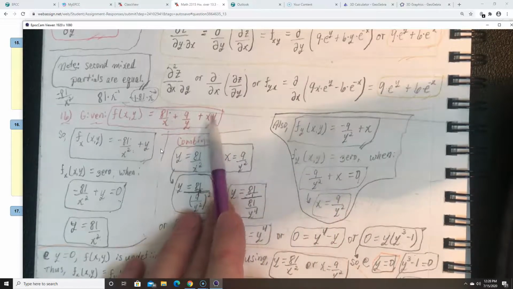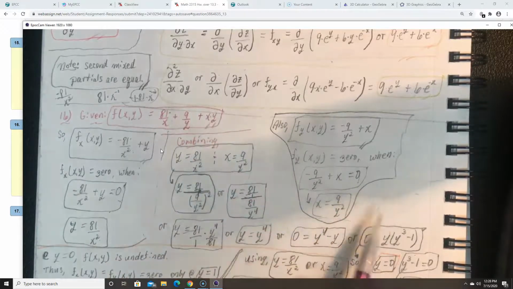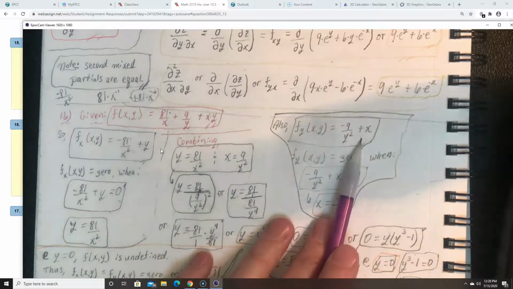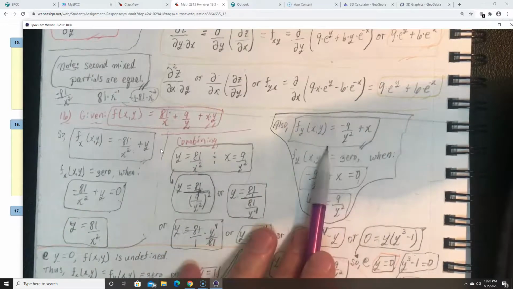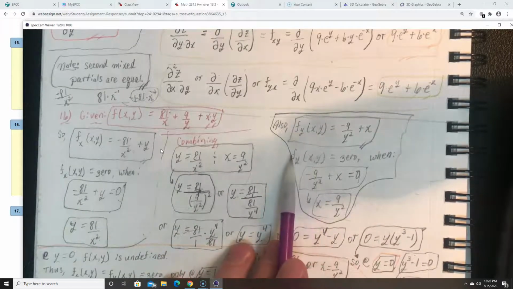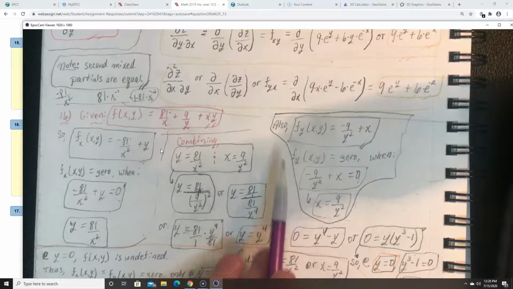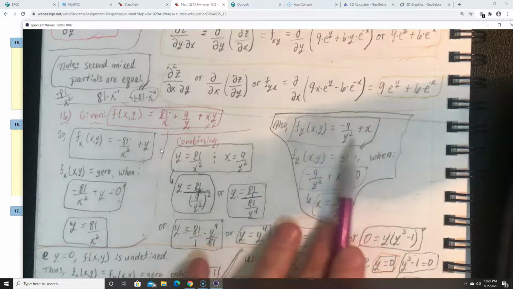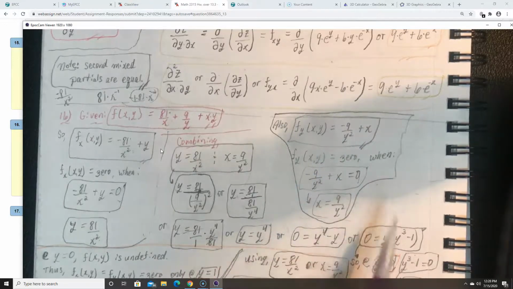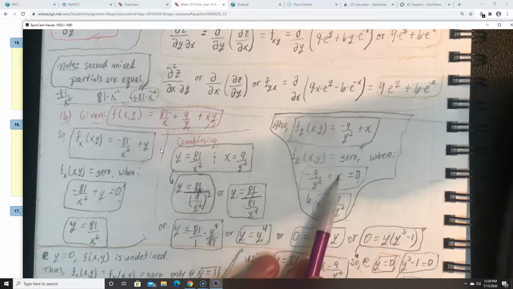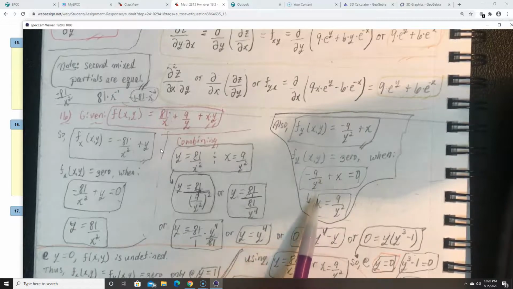And then the derivative of x times y with respect to y: the derivative of y with respect to y is 1 times the frozen constant x, which would just be 1 times x, which is x. When does this equal 0? When does the partial derivative of f with respect to y equal 0? When this derivative is equal to 0. Solve for x is easier here. That's when x equals 9 over y squared.